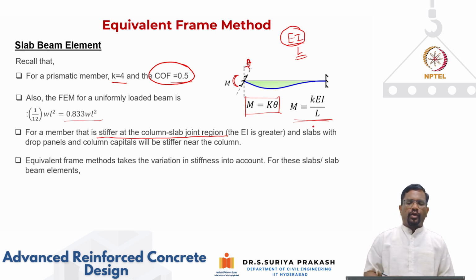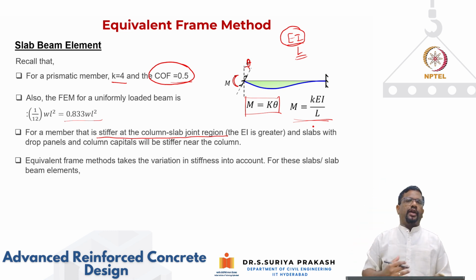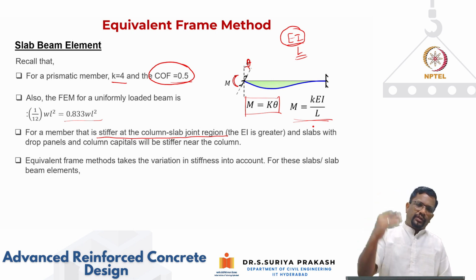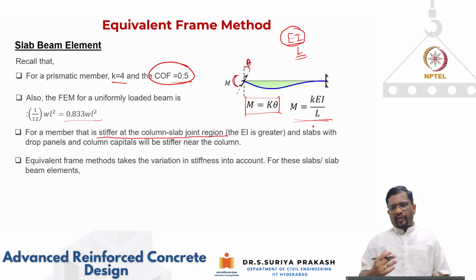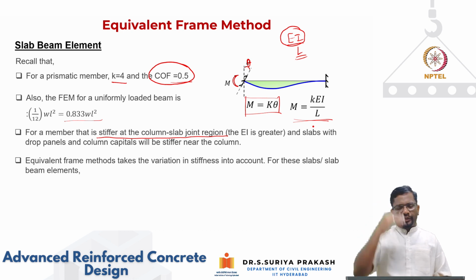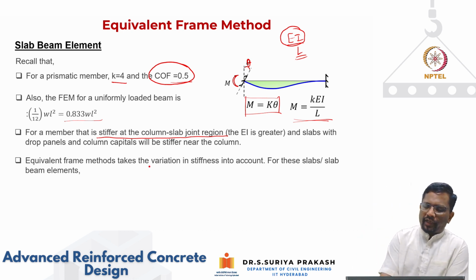And slabs with drop panels and column capitals will be stiffer than the column itself, because now you put a capital and a drop panel. So the column stiffness is also going to change along the height of the column. So in other words, the frame element that we are idealizing is not prismatic and its cross section is changing. So the EI is changing. Somehow I have to account for that. So the equivalent frame method takes this variation in stiffness into account.